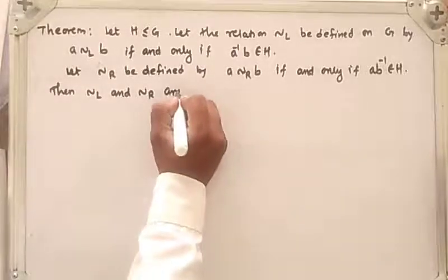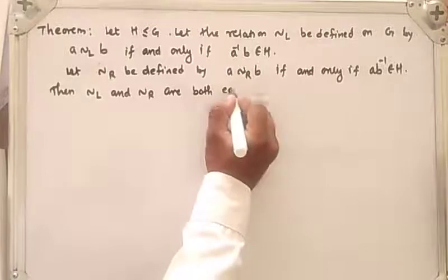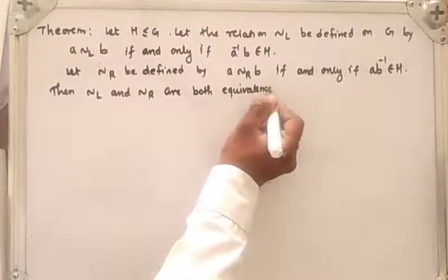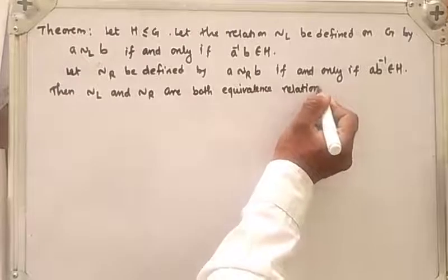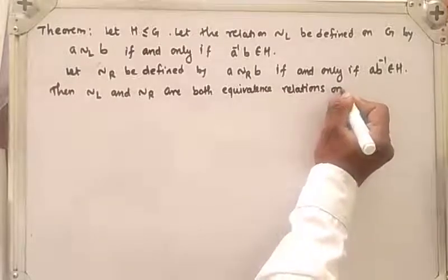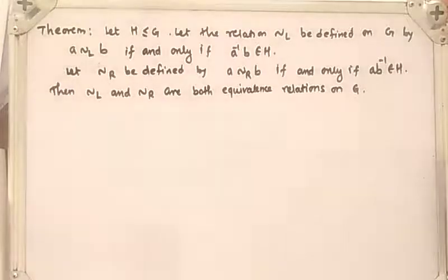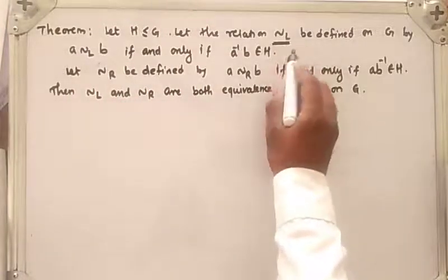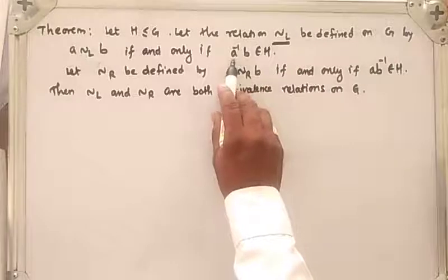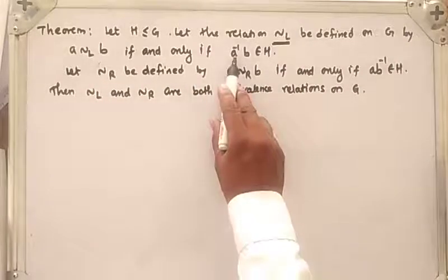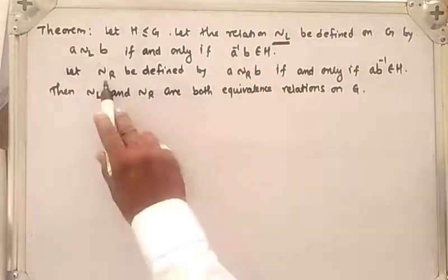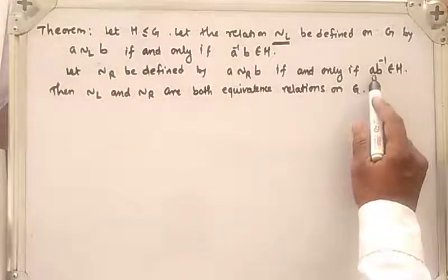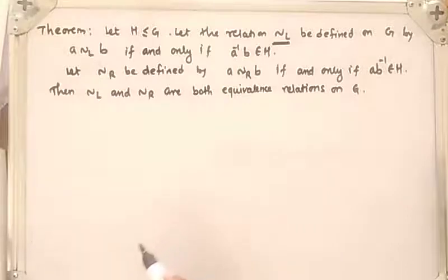are both equivalence relations on G. So here we have given two relations. Tilde L means the inverse is on the left hand side, so A inverse B belongs to H, and for tilde R the inverse is on the right hand side, so A B inverse also belongs to H. Then to show tilde L and tilde R are equivalence relations.